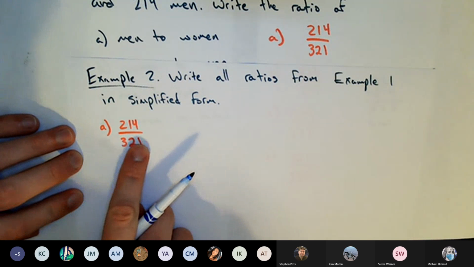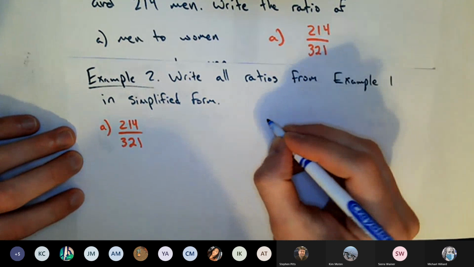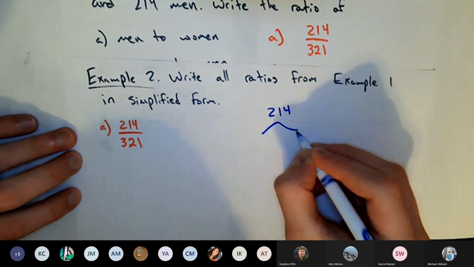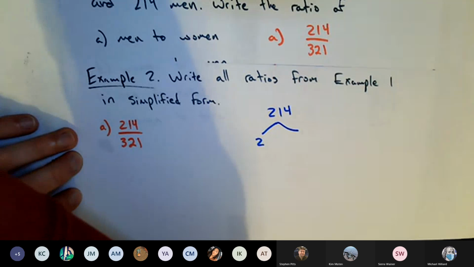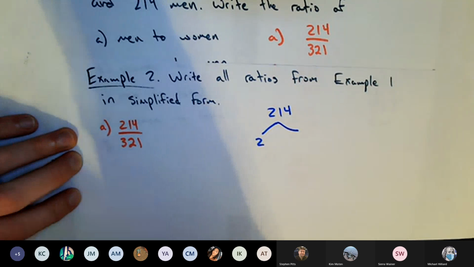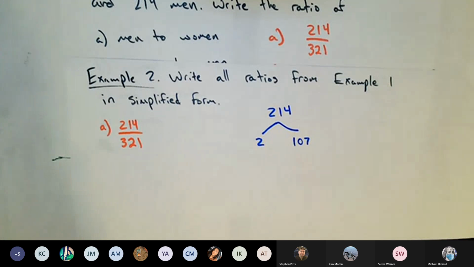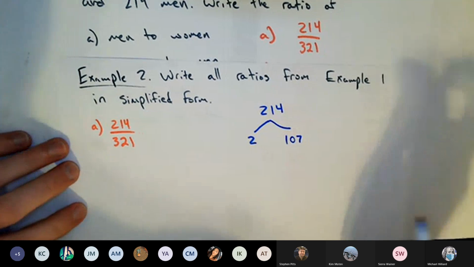So maybe an easier thing to do is to just factor each of them off on the side using a little factor tree. So I could take 214. I definitely know a 2 goes into that. So 214 divided by 2, and I'm getting 107. And then that is, I believe, prime. I believe 107 is prime. So that's as far as we can go with that. You could play with 107 to see if it has another factor.